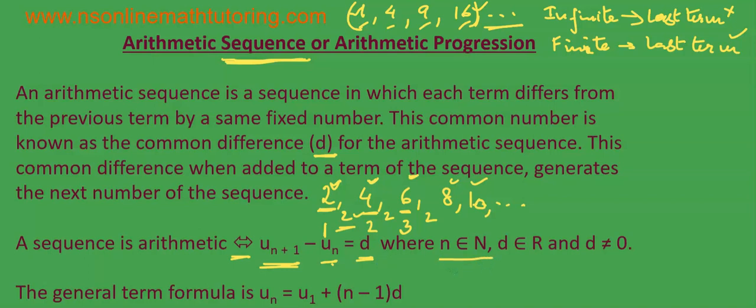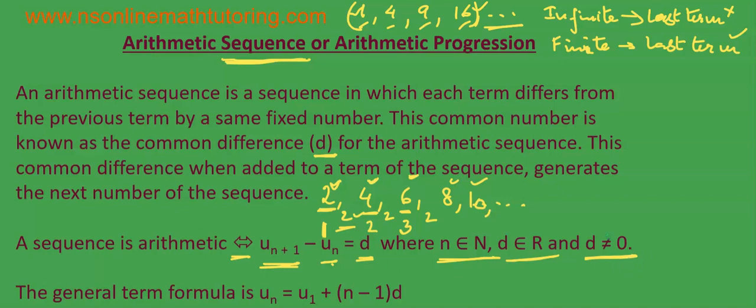Where n belongs to the set of natural numbers, obviously n is starting with the value 1, the first term. So n belongs to the set of natural numbers, or you may say that n belongs to the set of positive integers. And d belongs to the set of real numbers. d can be a positive number, d can be a negative number, d can be a rational number, d can be an irrational number. d belongs to the set of real numbers. Okay? And d is not equal to 0. I have included this condition.